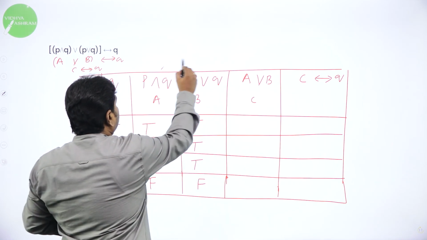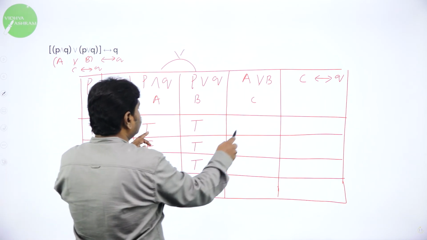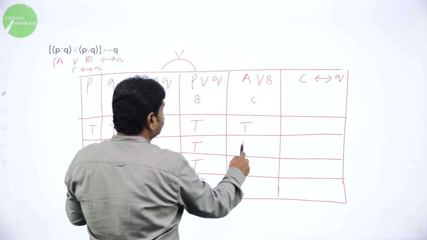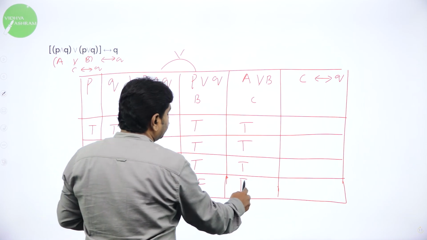Then A or B. So we should apply the OR operation for these two. OR means again, if any one statement is true, the result is true. Out of these two, one is true, so the result is true. Out of these two, one is true, so the result is true. Out of these two, one is true, result is true. Both are false, so the result is false.